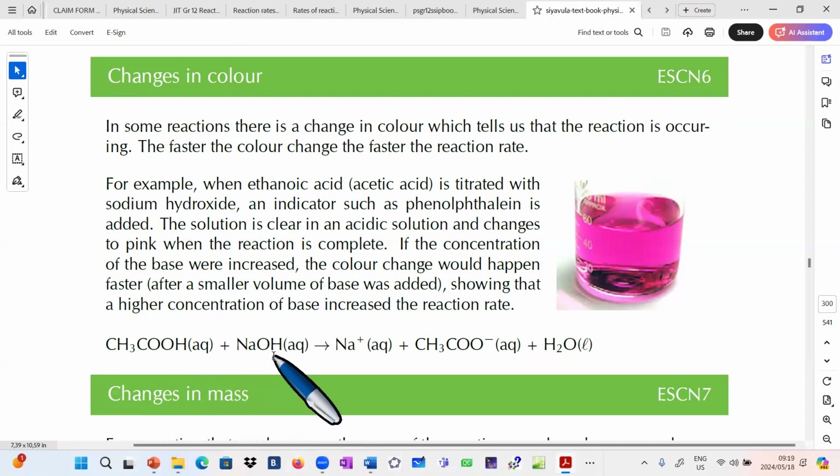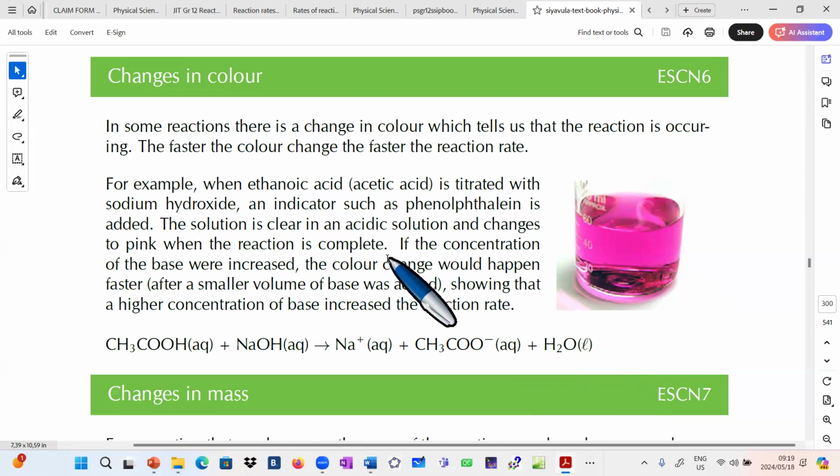Ethanoic acid reacts with sodium hydroxide base. Now you have the ionic substances that are formed: the sodium ion, the ethanoate ion, and water. Both the sodium ion and the ethanoate ion are in aqueous state, and water is a liquid. The color changes here, and the color change is to do with the phenolphthalein indicator. Once again, the solution is clear in an acidic solution, and it changes to pink when the reaction is complete.